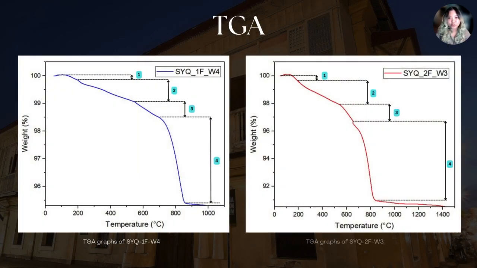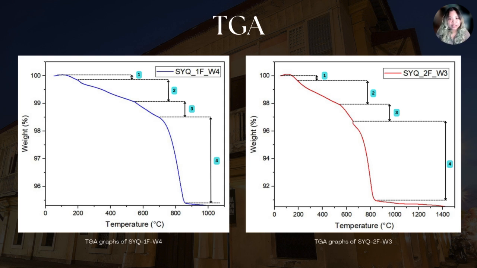For the TGA results of Wall 4, we observed minimal initial weight loss, indicating low moisture content. A significant weight loss between 650 and 800 degrees Celsius suggests dehydroxylation of calcium hydroxide. The limited decomposition at higher temperatures indicates a smaller presence of calcium carbonate. These results show the presence and behavior of calcium hydroxide, which complement our FTIR and XRD findings by confirming the plaster's composition and thermal stability.